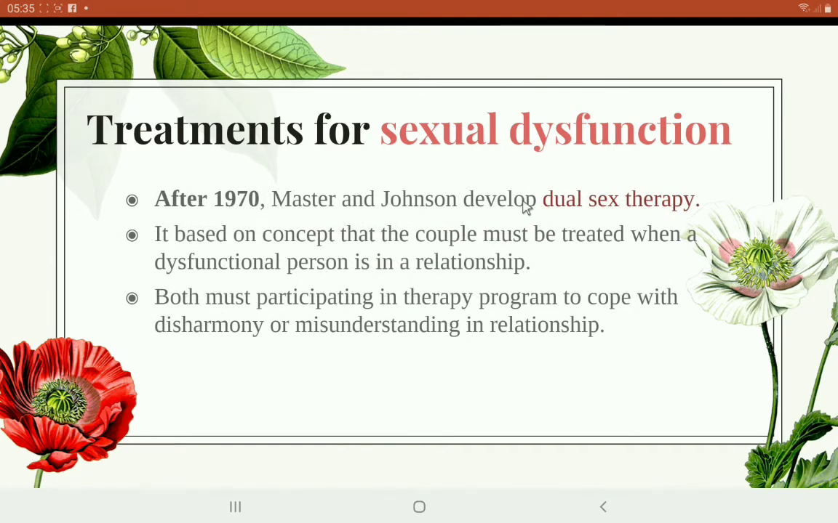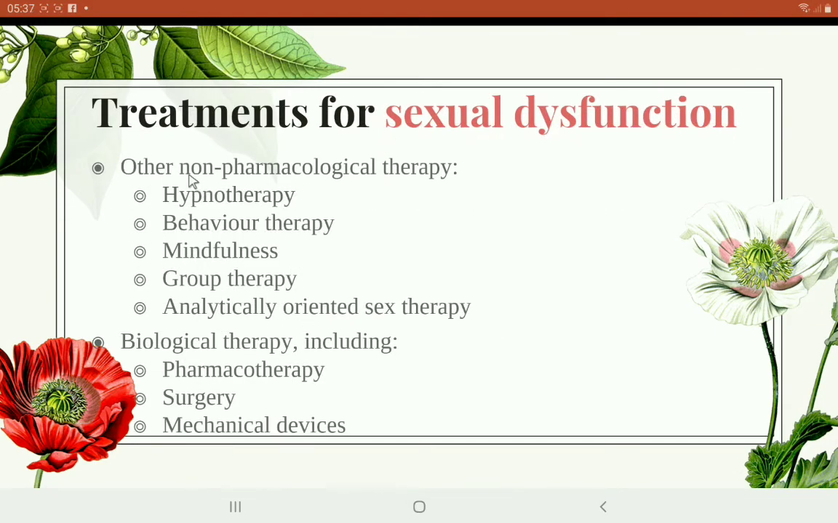In 1970, Masters and Johnson developed dual sex therapy. It is based on the concept that the couple must be treated when a dysfunctional person is in a relationship. Both must participate in the therapy program to cope with disharmony or misunderstanding in the relationship. Other non-pharmacological therapy, for example, hypnotherapy, behavior therapy, mindfulness, group therapy, and analytically oriented sex therapy. Biological therapy including pharmacotherapy, surgery, and mechanical devices.